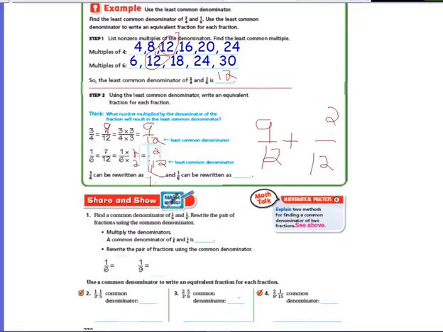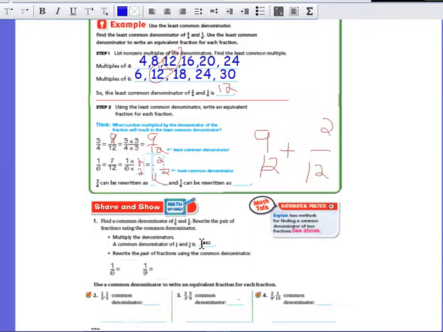Alright, find the common denominator of 1/6 and 1/9. Rewrite the pair. Decide with your partner how you want to do it. Do you want to just multiply the two denominators together, or do you want to find the common multiple, which I think is faster because you're not working with such big numbers? Please do that part together, stop, and then come back and check your answers.